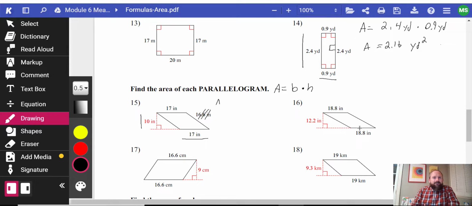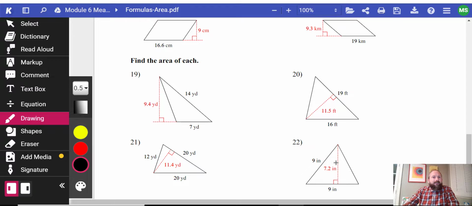So the area of this one would be 10 inches times 17 inches. So 10 times 17 is 170, and x times x is x squared. So inches times inches is inches squared. All right, well, let's go on.